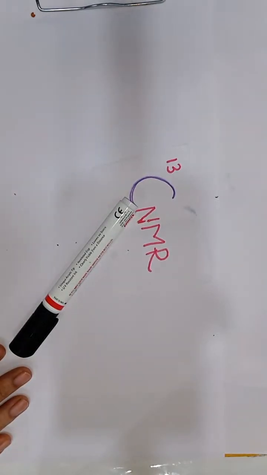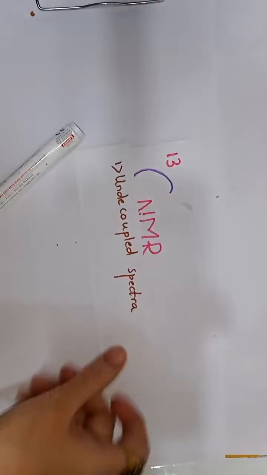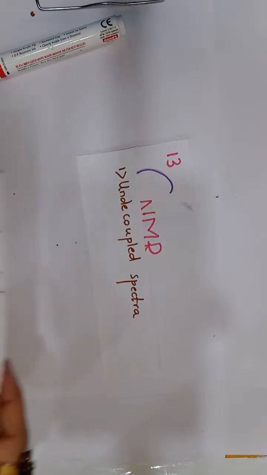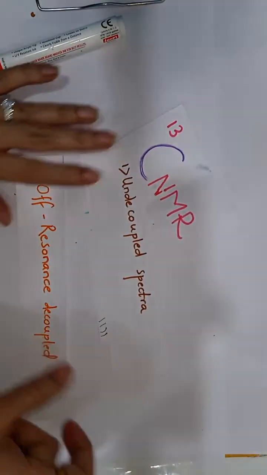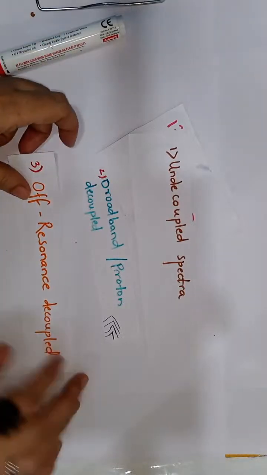C13 is the carbon isotope 13 having an abundance of 1.1%. NMR, nuclear magnetic resonance. In our previous class, I have already taken the different types of spectra. First one, undecoupled spectra. We have already done one undecoupled spectra, C13NMR. We have already done broadband or proton decoupled spectra. The third one, that is off resonance decoupled spectra, I am going to take today. Off resonance decoupled spectra.